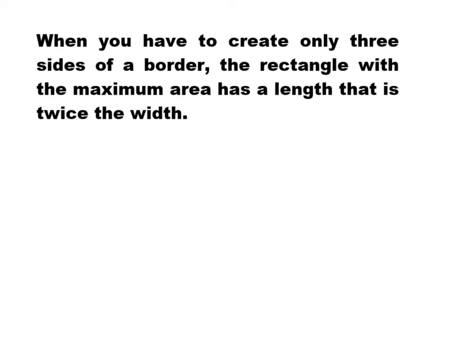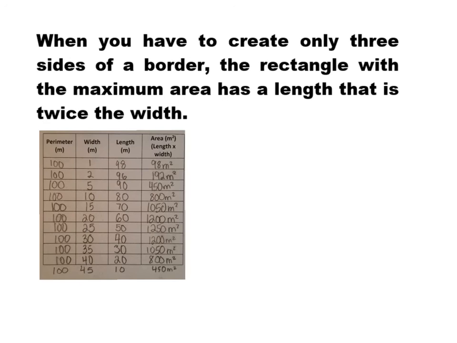In the handout 9.1 and 9.2 Determining Optimum Area and Perimeter, you should have also discovered that when you have to create only 3 sides of a border, the rectangle with the maximum area has a length that is twice the width. This fact can be seen in the chart when the width is 25 meters and the length is 50 meters, making the area 1,250 meters squared. That can be seen right here in the chart.